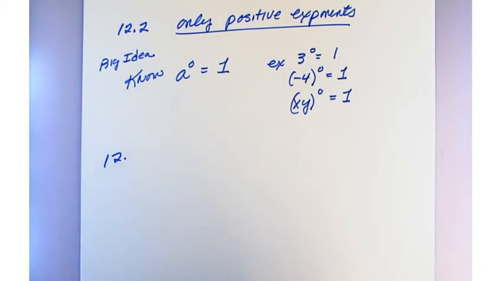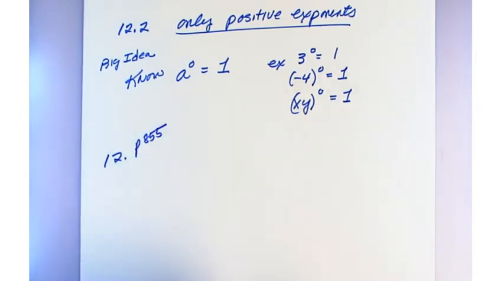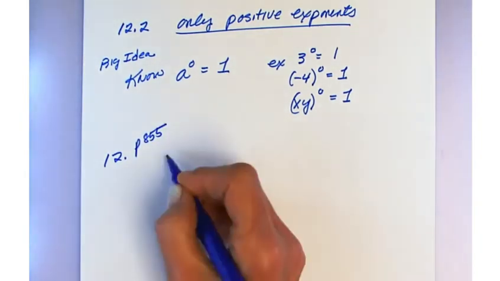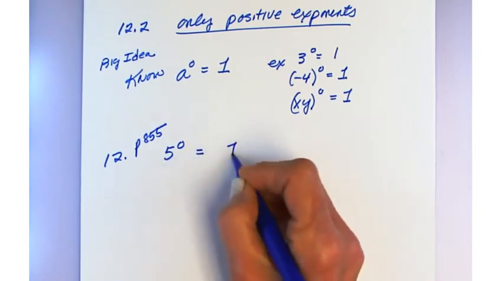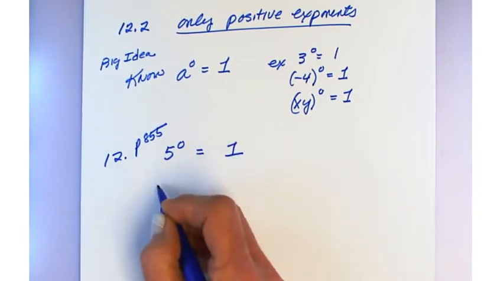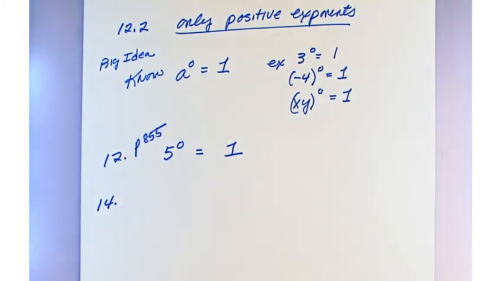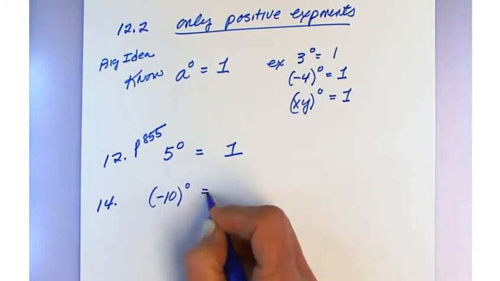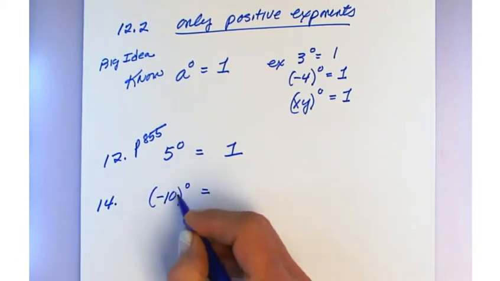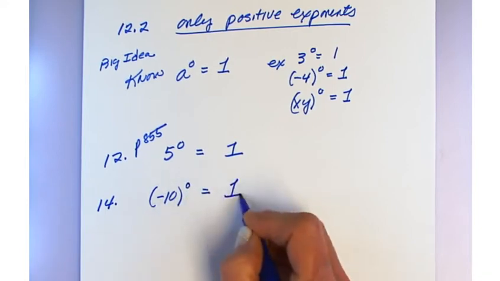I'm looking on page 855, and we have 5 to the 0. So anything to the 0 power is 1. 14, minus 10 to the 0 power. So my base is minus 10. Anything to the 0 power is 1.